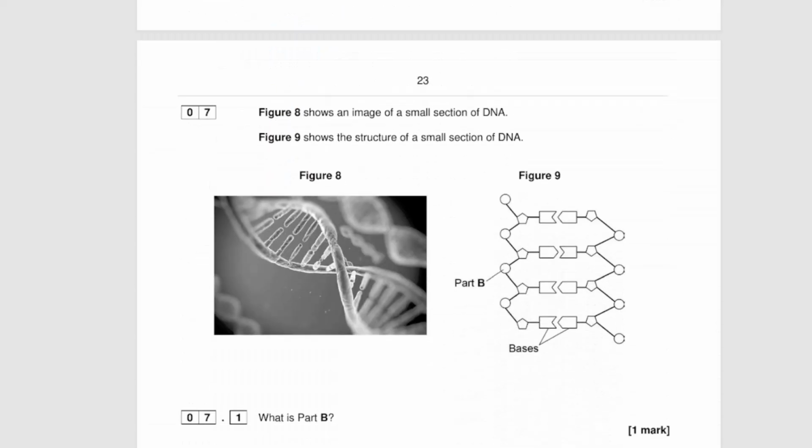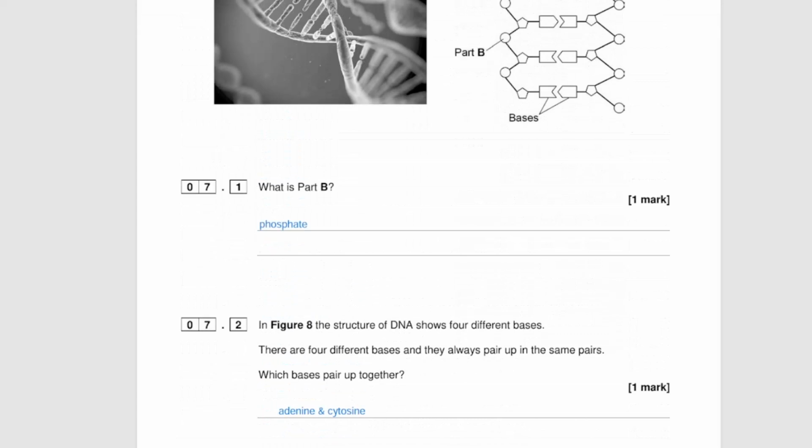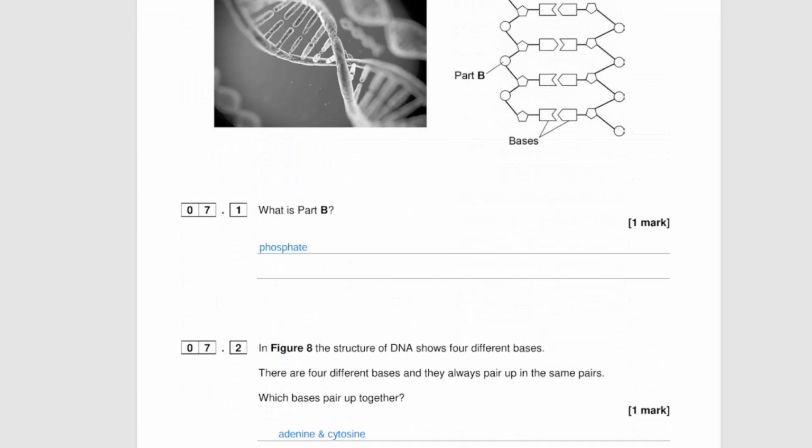Figure 8 shows an image of a small section of DNA, with Figure 9 showing the structure of that section. What is Part B, with Part B being a phosphate? 7.2. In Figure 8, the structure of the DNA shows 4 different bases. There are 4 different bases, and they always pair up in the same pairs. Which bases pair up together, and that is adenine and cytosine.